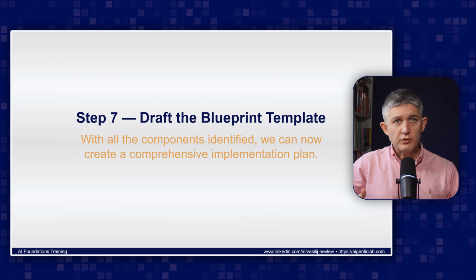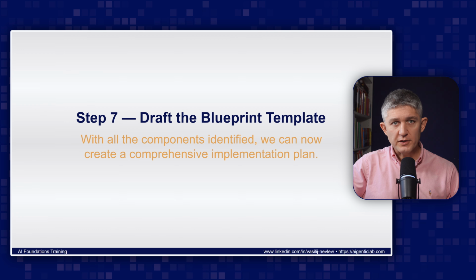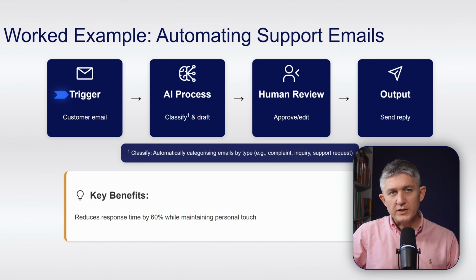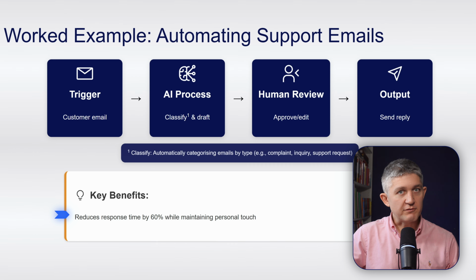Okay, now let's draft the blueprint. All the pieces come together here. Let's look at an example before you start documenting yours. A trigger: a customer email arrives. AI process: classify the topic and draft a reply. Human review: approve or edit that draft. The final output: send the response and log the ticket. The benefit is a 60% faster response time, as time is saved drafting the email, with the human still adding the personal touch and being personally accountable.